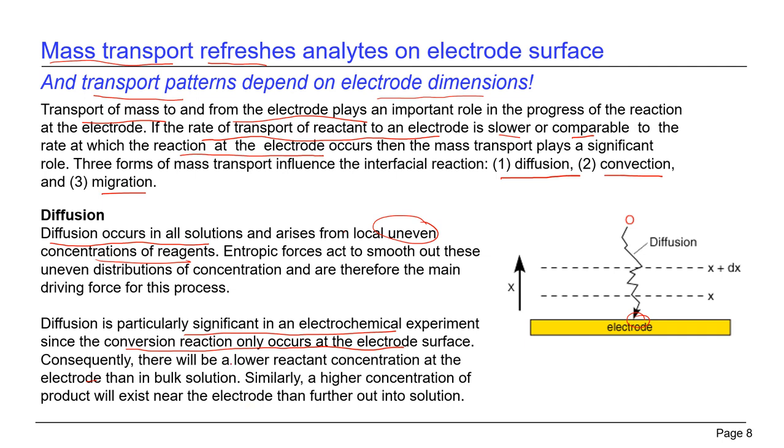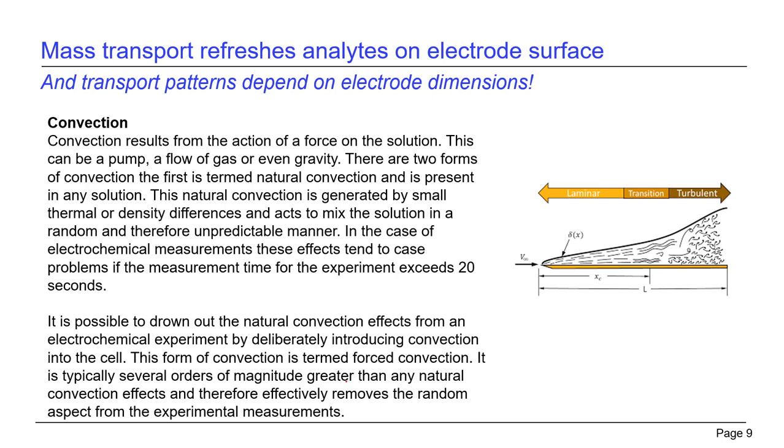Consequently, think about this, there's a lower reactant concentration at the electrode than in the bulk solution. So what does this mean? We have diffusion from the bulk solution to the electrode surface. Similarly, a higher concentration of product will exist near the electrode than further out into the solution. Right? So again, the concentration of the product is higher near the electrode as opposed to further out into the solution. So you see that effect of diffusion on the concentration. Another mechanism of mass transport is convection.